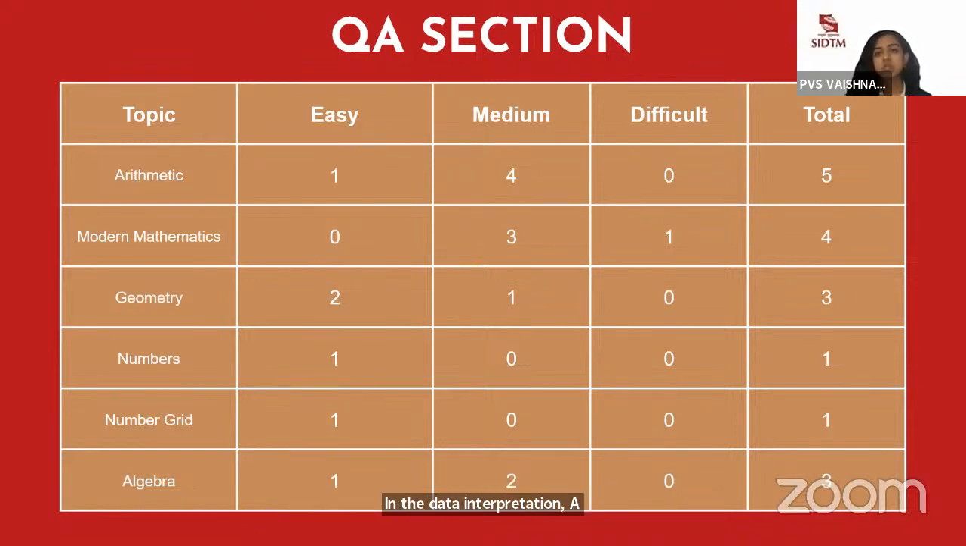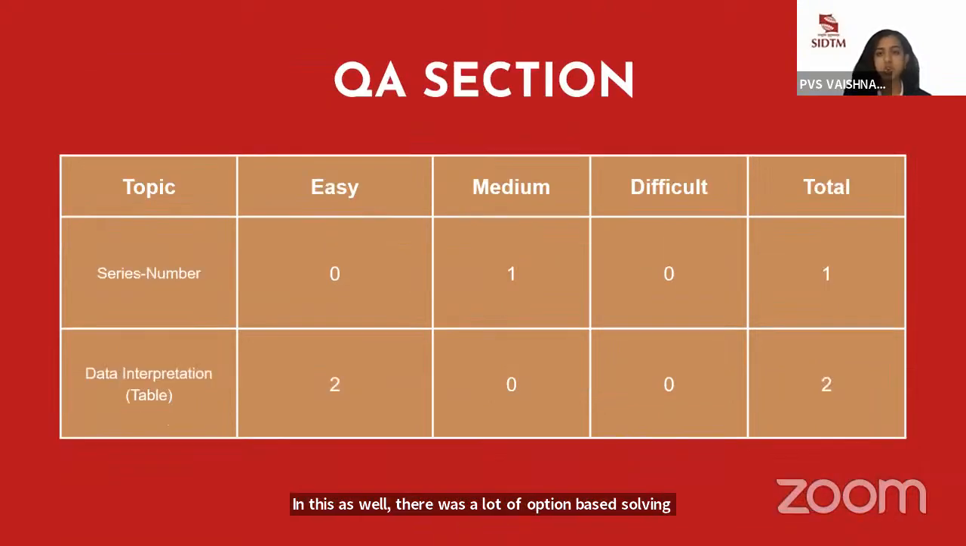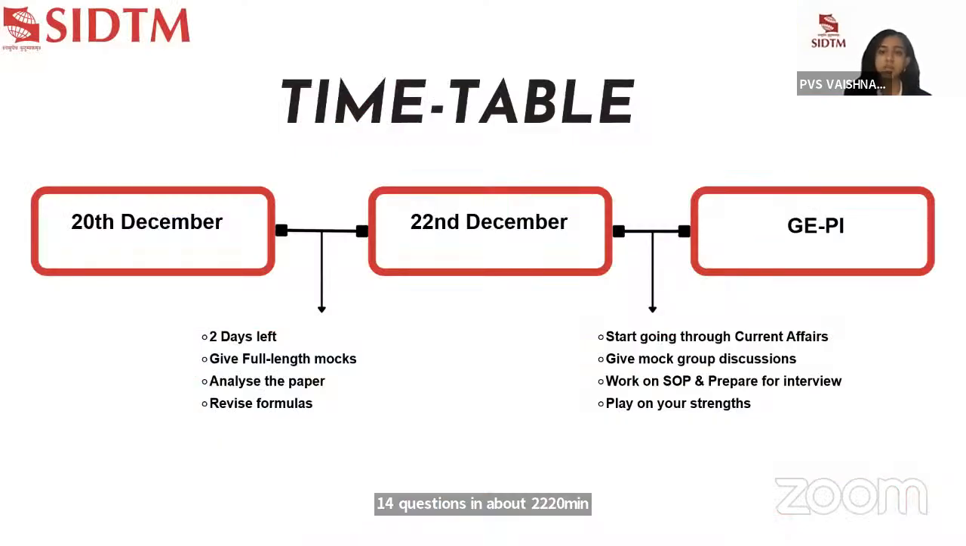And overall, this section was a notch easier than the previous SNAP attempt. And there were about 5 questions in terms of arithmetic, followed by 4 modern math questions and 3 geometry questions. In this as well, there was a lot of option-based solving, like the previous slot. A good strategy for this could have been to solve around 13 to 14 questions in about 20 minutes. So that was a little bit about the slot analysis.